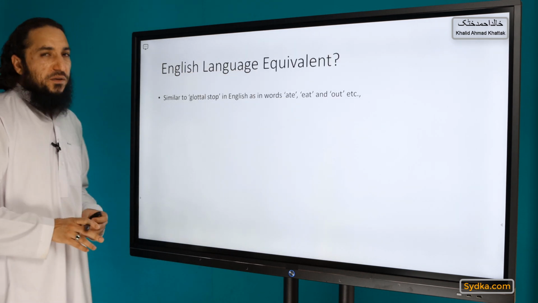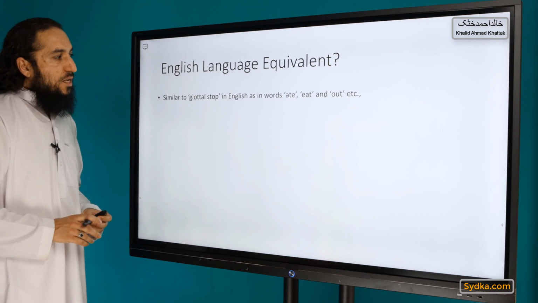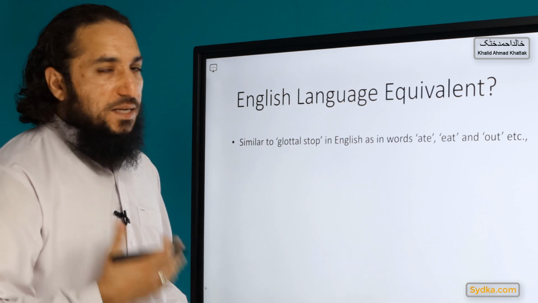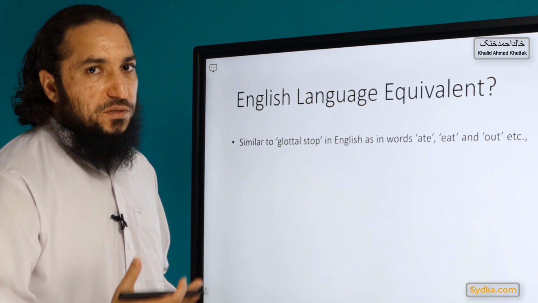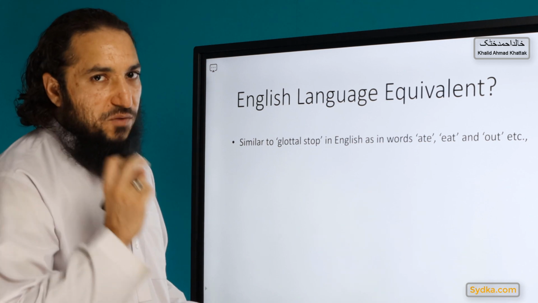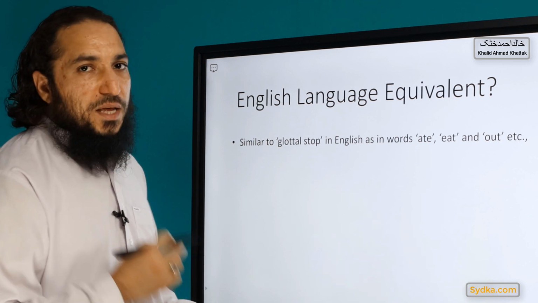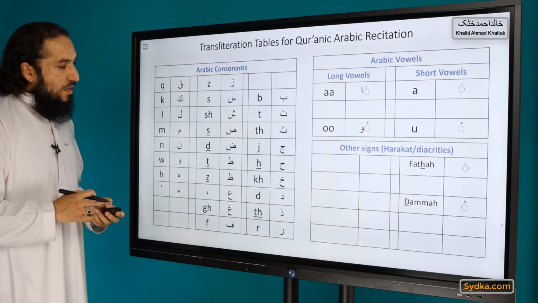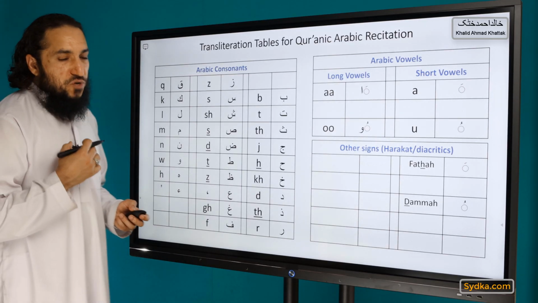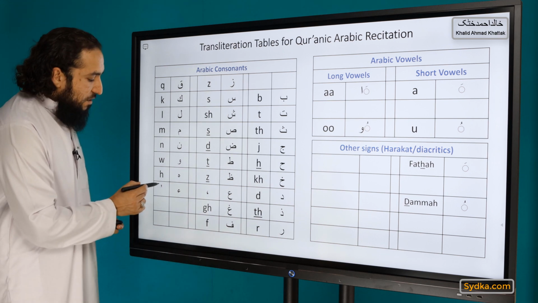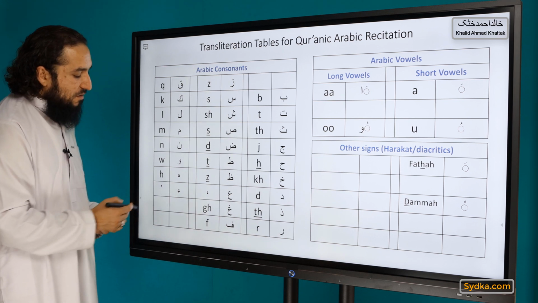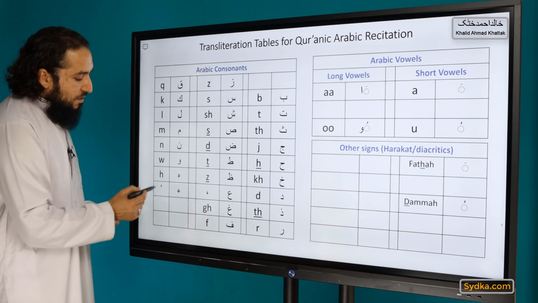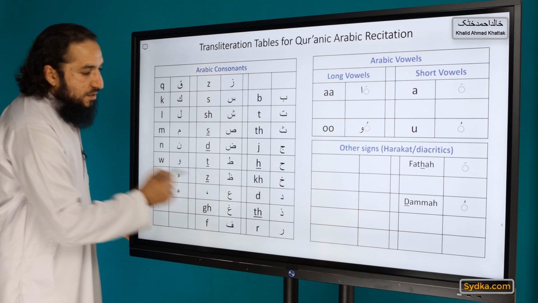So what is the equivalent of Hamzah in English? It is the glottal stop in English. For example, in the words eat, ate, out. The first sound is similar to the sound in Arabic, the glottal stop. For transliteration purposes, we will be using the apostrophe sign. I'll just call it a Hamzah sign as compared to the Ain sign. So that's the Hamzah sign, and that's the Ain sign.